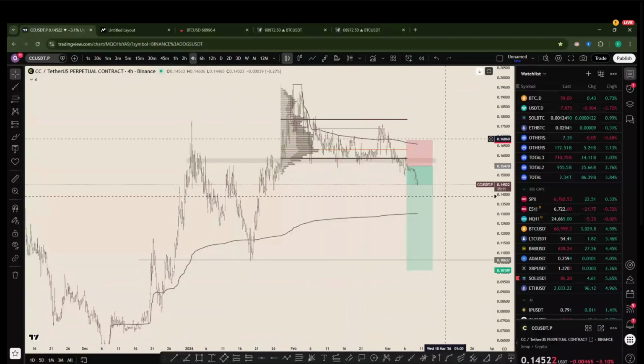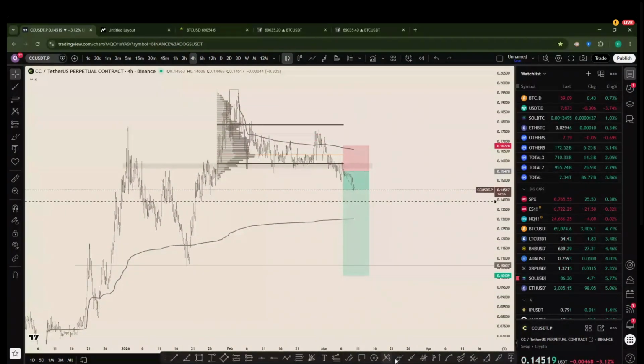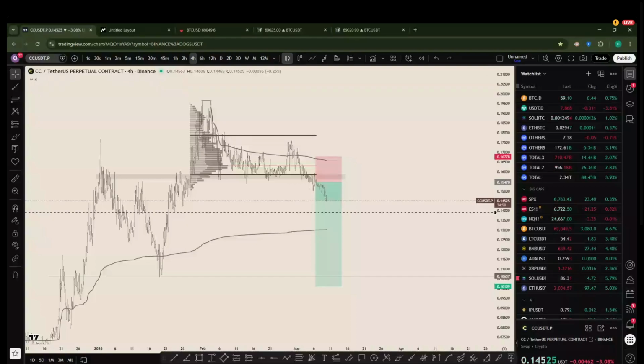This is an A plus setup, and you can learn a lot from the CC price action. Just do nothing, go on the CC chart and look at it. So despite Bitcoin pumping, the CC is going down, and I believe this short has a lot of potential, and we will make good money.